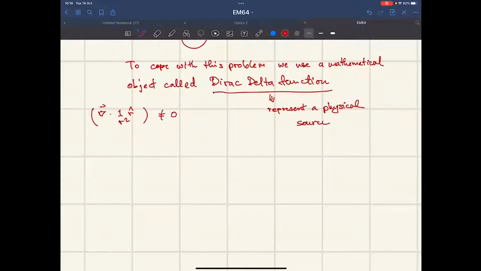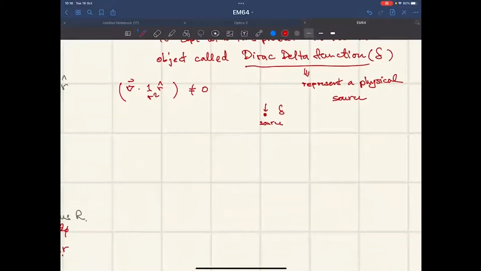For example, we have an Earth over here, like a planet or something. We can represent the planet with this Dirac Delta function. Normally, we use this as a symbol for the Dirac Delta function. It's the representation of a physical source. You may wonder how it represents the source. Okay, let me show you.